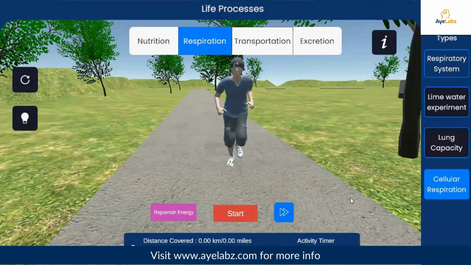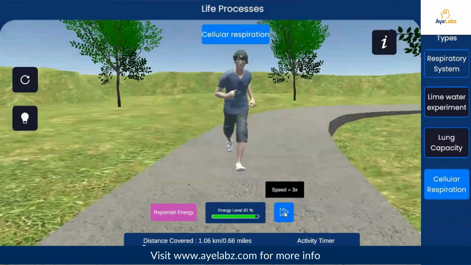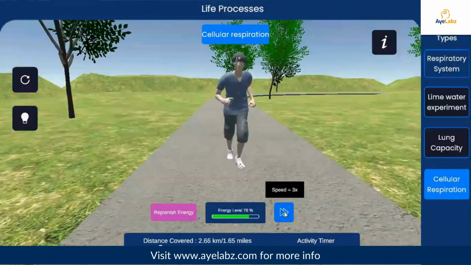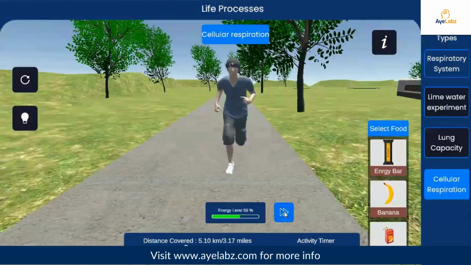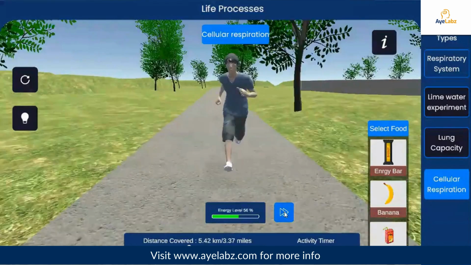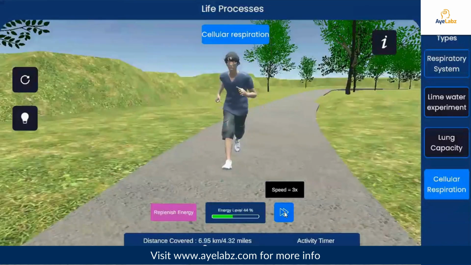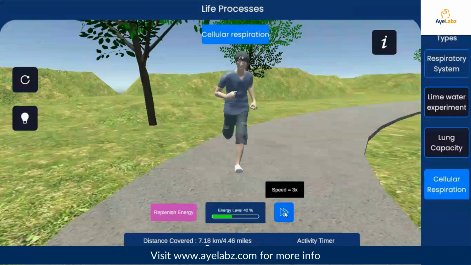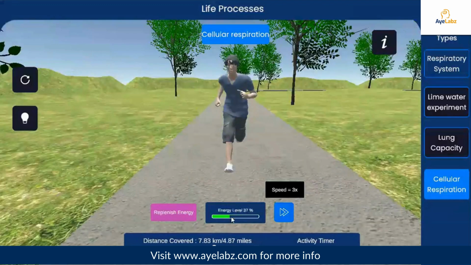Now let's observe what happens if we do not replenish his energy. Click on the start button. This time, do not select any of the food items. Keep an eye on the energy meter. You can see that the energy level of the runner is dropping significantly.